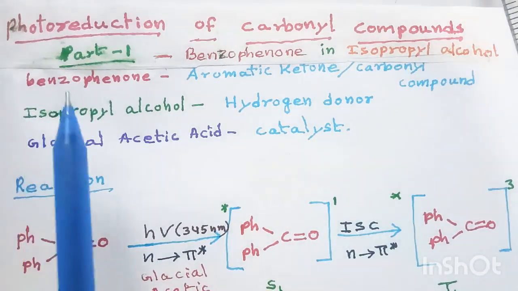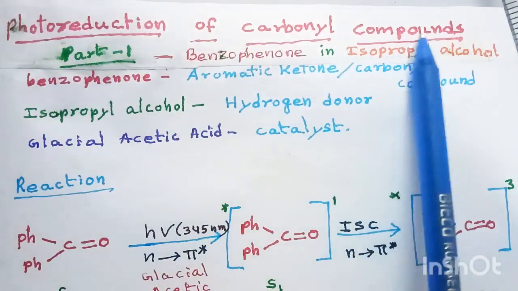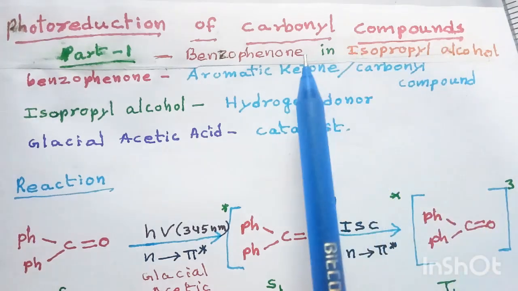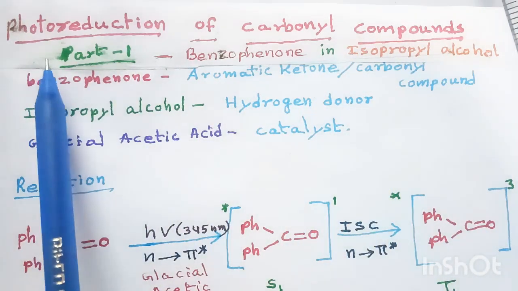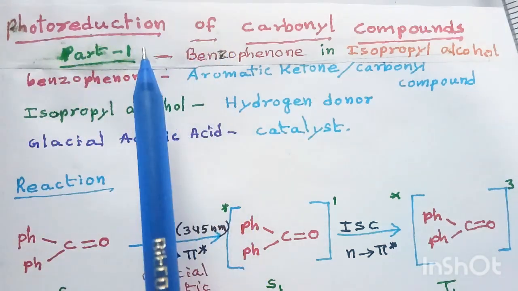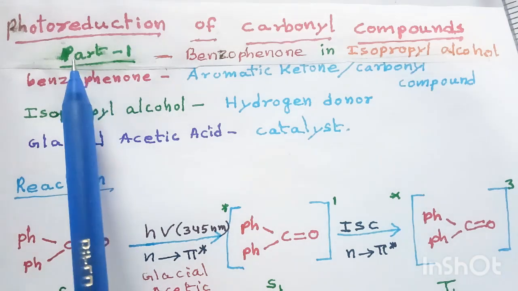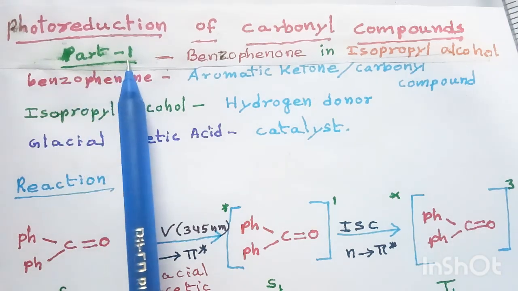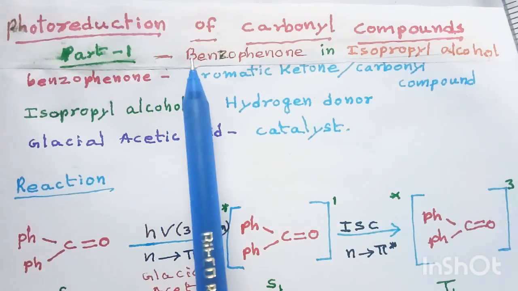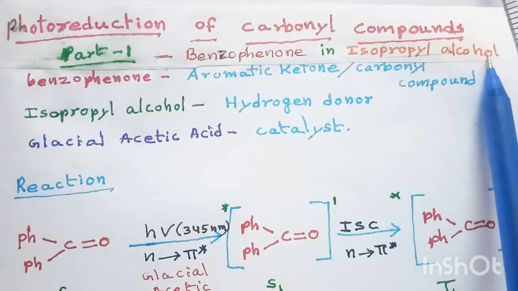In our previous lecture about photoreduction of carbonyl compounds, we have learnt about the introduction of photoreduction of carbonyl compounds. Now we shall learn about part 1 of photoreduction of carbonyl compounds, benzophenone in isopropyl alcohol.